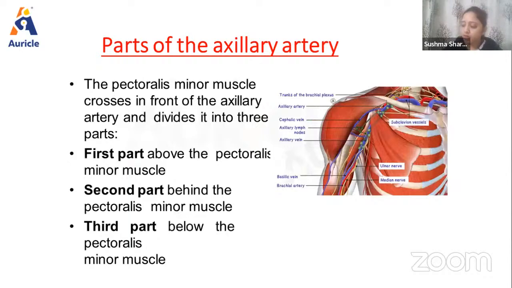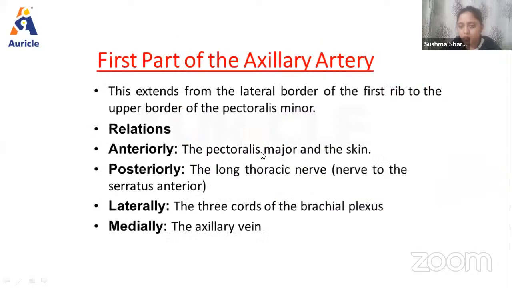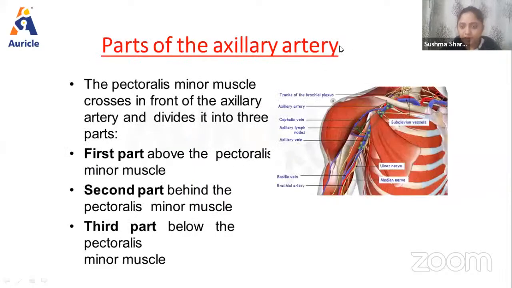Number one, the first point that you have to remember is that pectoralis minor is the muscle that crosses in front of the axillary artery and divides it into 3 parts. The pectoralis minor muscle divides the axillary artery into 3 parts. The first part lies above the pectoralis minor muscle. The second part lies behind the pectoralis minor muscle. The third part lies below the pectoralis minor muscle. Above, behind, and below.